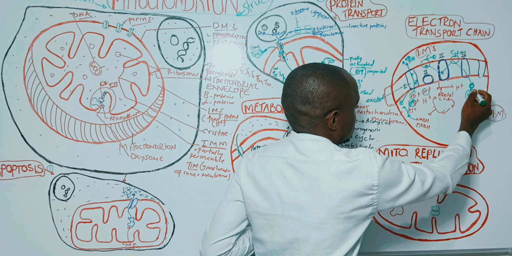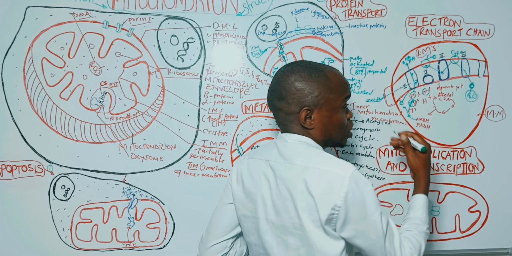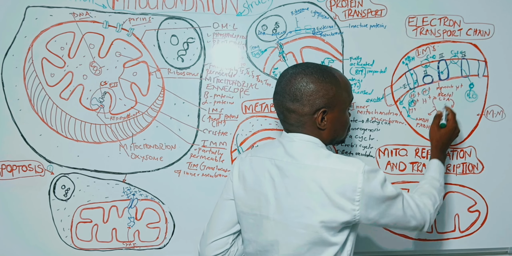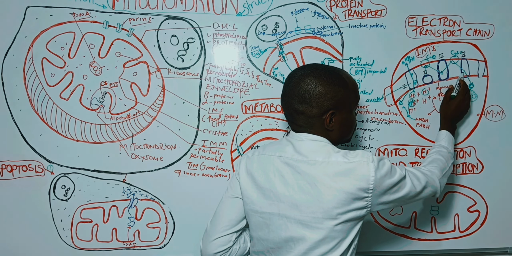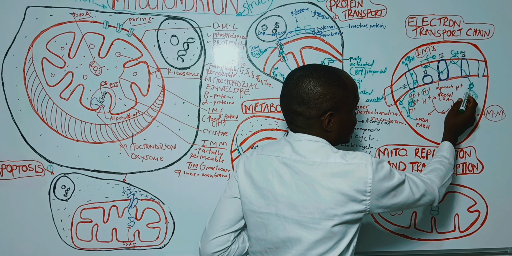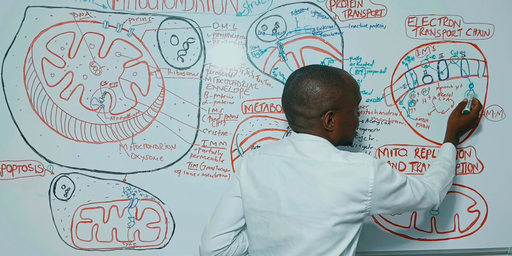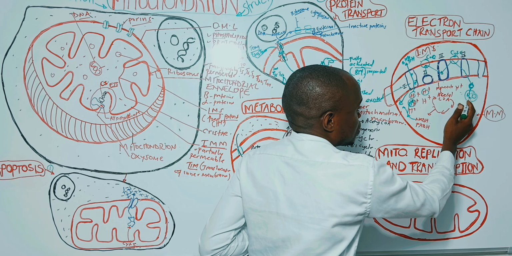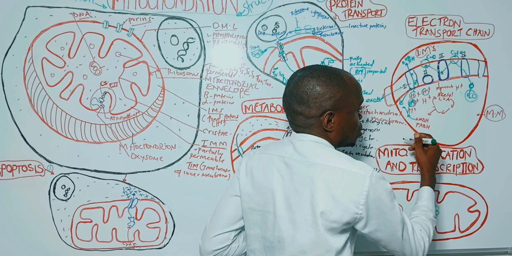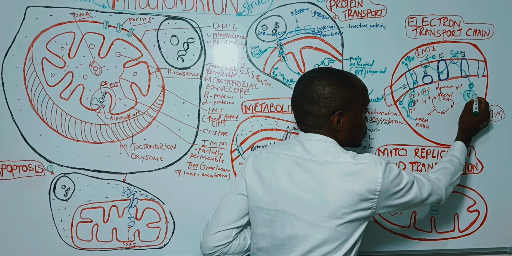Remember, this process takes place in the presence of oxygen. So the electrons from this complex here were accepted by oxygen. You get? And therefore the oxygen atoms got reduced, and then they combined with hydrogen atoms to form this water here.